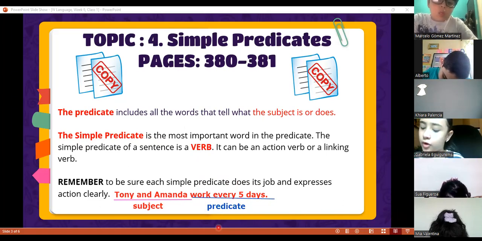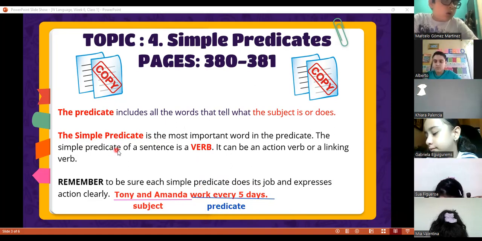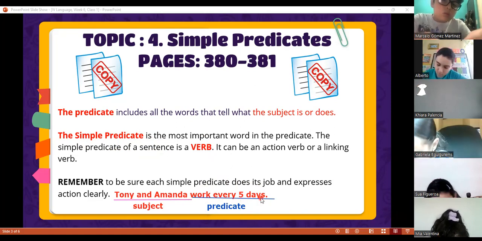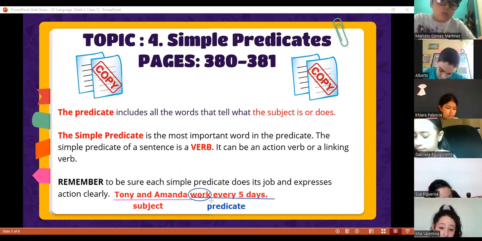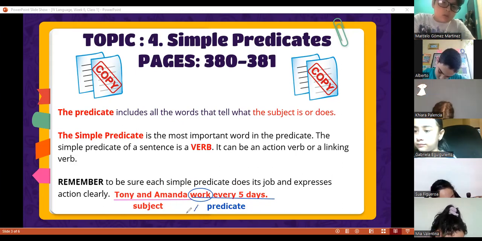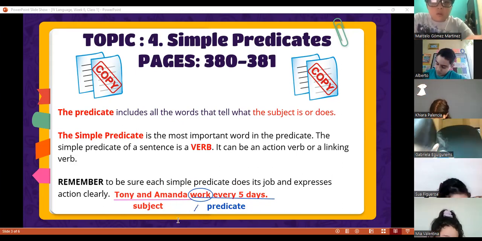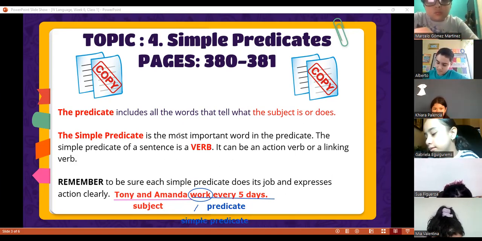I think it's work. This is the verb. It says the simple predicate of a sentence is a verb. Every 5 days is not a verb. The action is work. So work is going to be the simple predicate in this sentence, because it's the most important word. The most important word in the predicate, it says, is the verb.